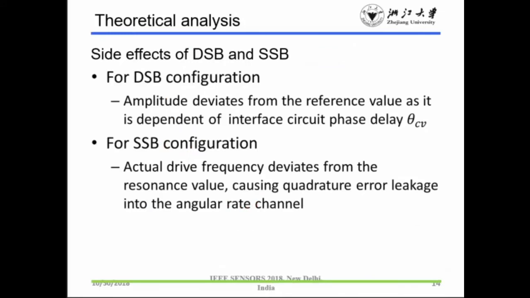So let's talk about the side effects of the DSB and SSB algorithms. For the DSB algorithm, because the amplitude information we acquired is dependent on theta CV, the amplitude deviates from its reference value, which could cause scale factor errors. For the SSB algorithm, because the drive frequency deviates from its resonance value, this could cause quadrature error leakage into the angular rate channel.